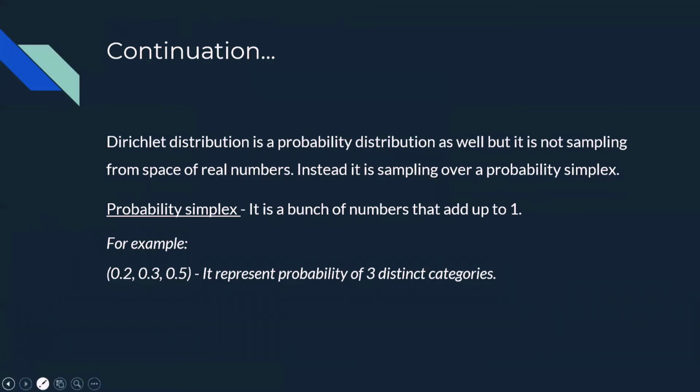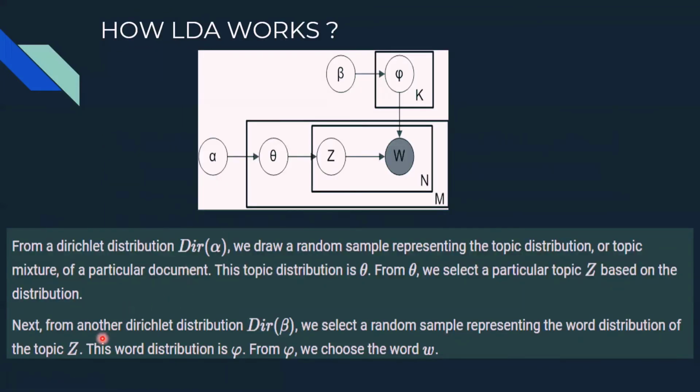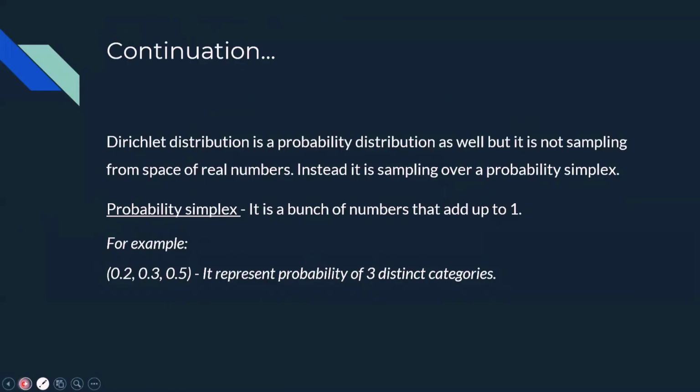Previously, I mentioned the Dirichlet distribution. What is that? It's similar to a probability distribution, but in a Dirichlet distribution we don't sample from the space of real numbers. Instead, it samples from a probability simplex. A probability simplex is nothing but a bunch of numbers that add up to one. For example, you can see 0.2, 0.3, 0.5. If we add these numbers, we get 1. It represents the probability of three distinct categories, because we have three numbers.